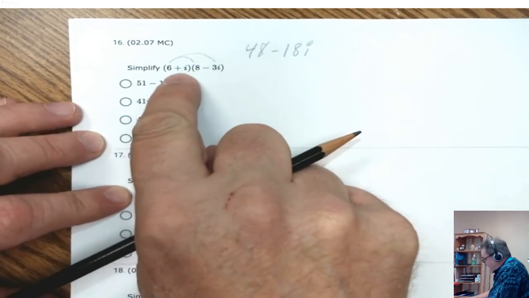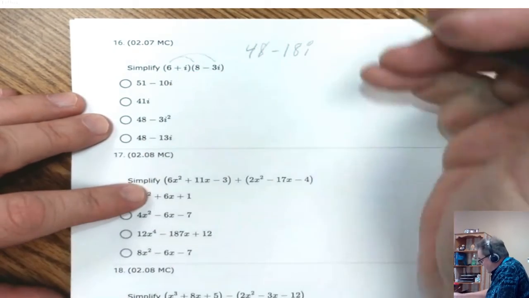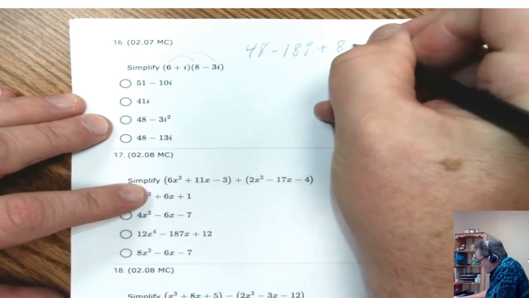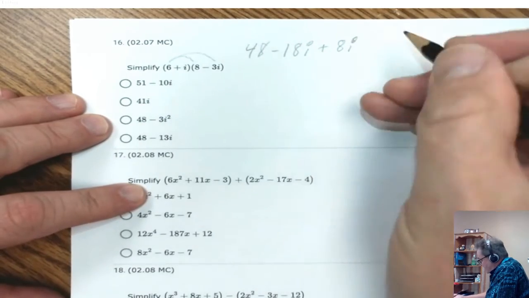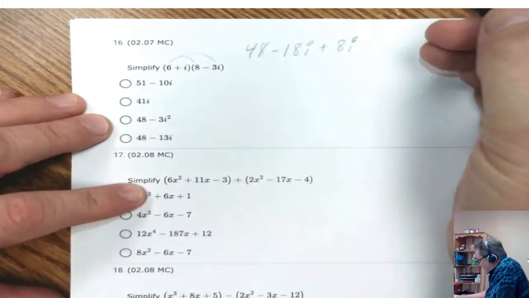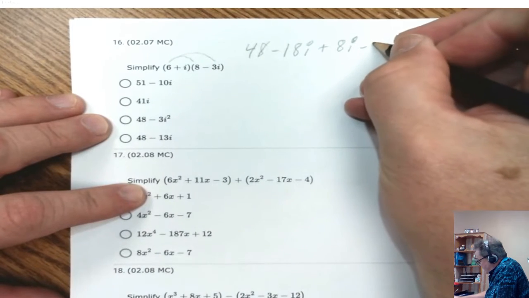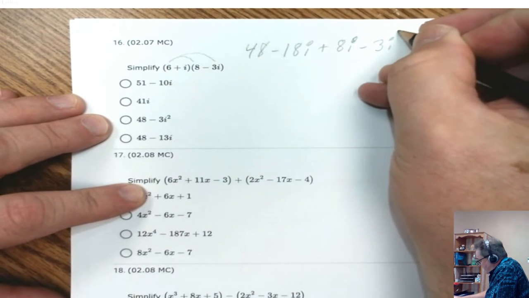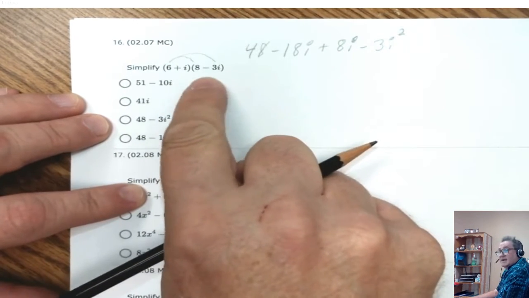Okay, now let's multiply i by both things in parentheses. i times 8 is plus 8i. And i times negative 3i is negative 3i squared, because i times i is i squared.